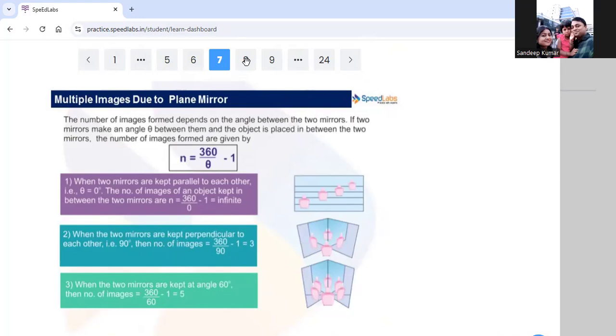What is the condition? When the two mirrors are kept parallel to each other, theta is how much? 0 degree. The number of images of an object is 360 by 0, which is not defined, so infinite images are formed.